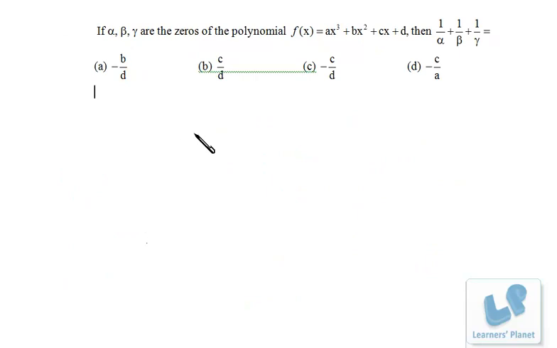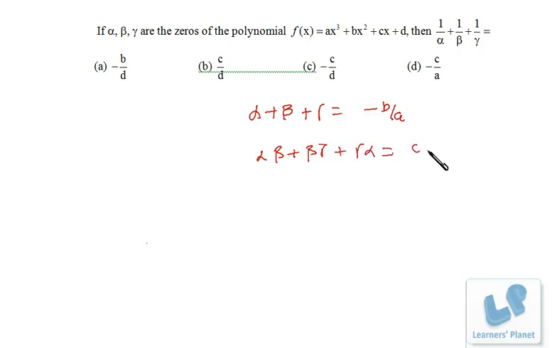Now let's take this question. If alpha, beta, gamma are the zeros of this polynomial, then we have to find the value of 1 upon alpha plus 1 upon beta plus 1 upon gamma. Now for this cubic polynomial, if alpha, beta and gamma are roots, then alpha plus beta plus gamma will be minus b by a, alpha beta plus beta gamma plus gamma alpha is c by a, and alpha beta gamma will be minus d by a, right? So we know all these three relationships. Now we have to find the value of this.